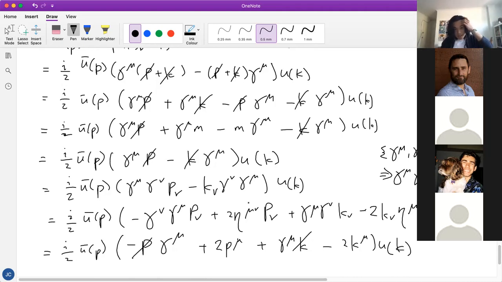We went through all this just so that we went from having the gamma mu and the P slash in this order to now the P slash and gamma mu in the reverse order. Reversing this order now puts this P slash right next to this U bar of P. So these two can now be simplified using Dirac's equation.